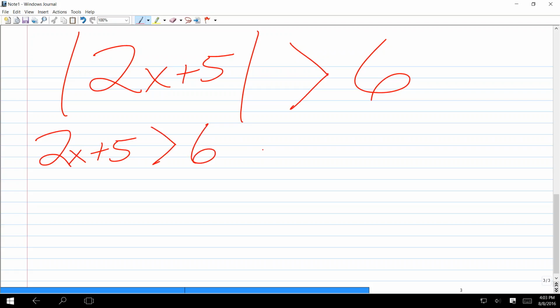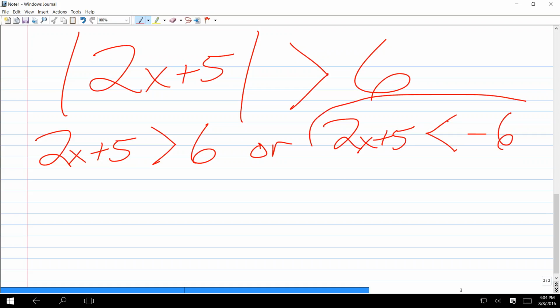And 2x or not, and there is a distinction here. They mean different things, so you're always putting an or there. Or 2x plus 5 less than 6. Less than negative 6.